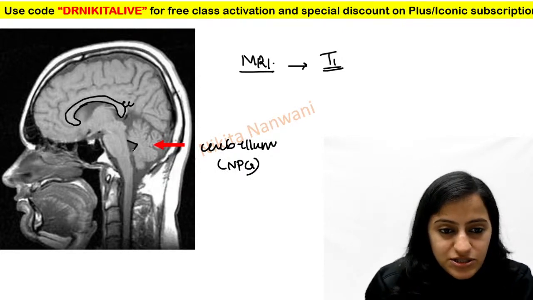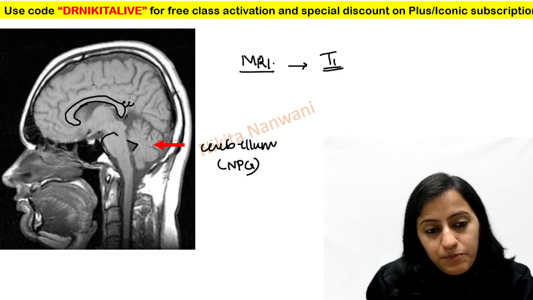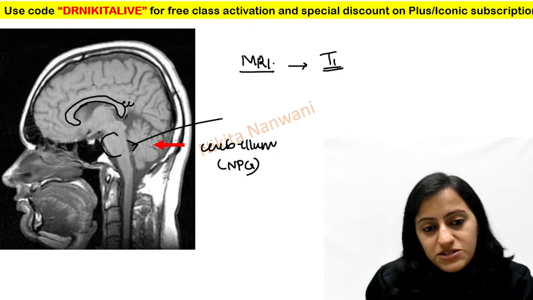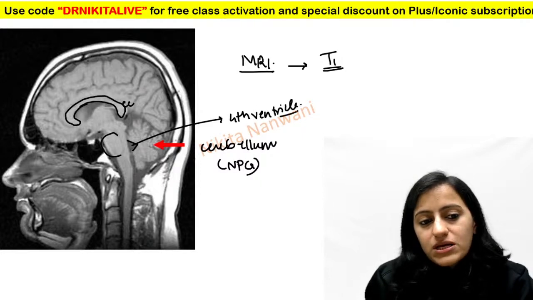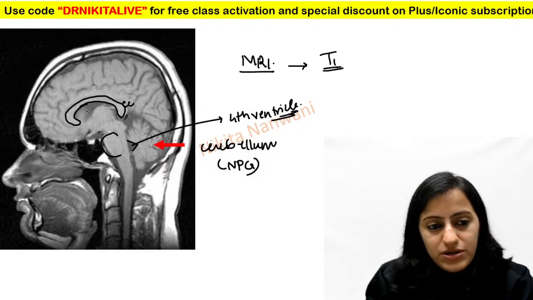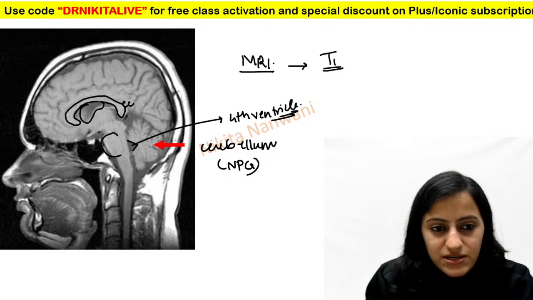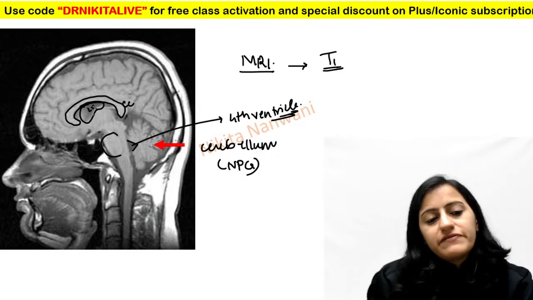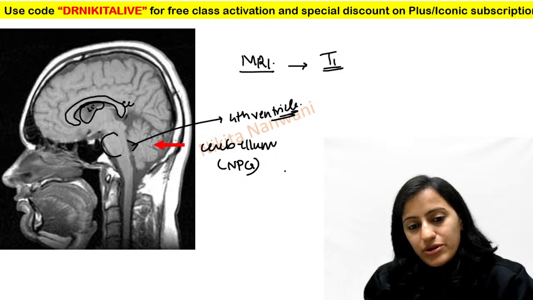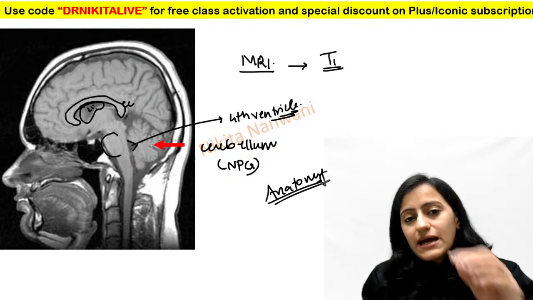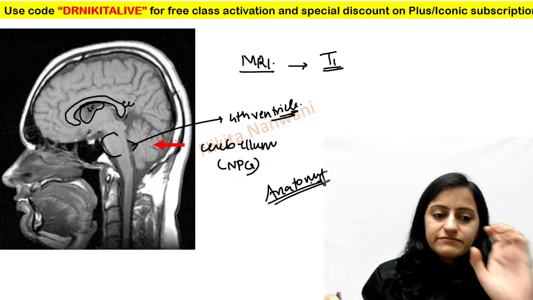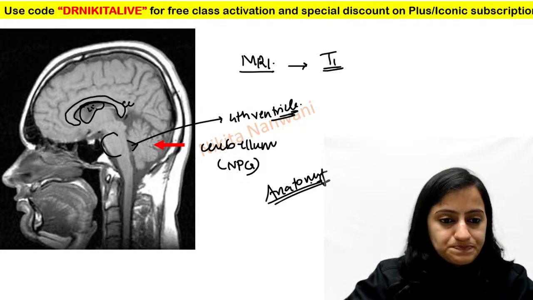And what is this structure here? Cerebellum. And this is the pons, this is the cerebellum, and between them this triangular structure is the fourth ventricle. Where is the lateral ventricle? This is the lateral ventricle here, right? As I said, we will have separate sessions on radio anatomy because it's important. We'll discuss that in detail later on.